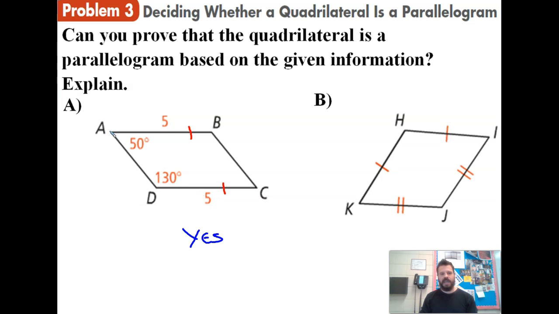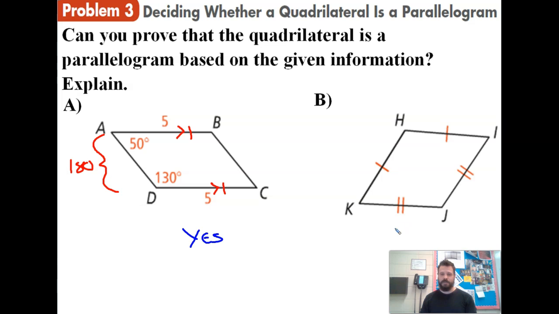And then I also know that AB and DC are parallel to each other because notice angle A and angle D are supplementary. They both add to 180. Therefore, I have same side interior angles that are supplementary. That's going to make the lines that make them up parallel. So I have one set of opposite sides that are both congruent and parallel. The theorem we just gave you said that that's enough to determine that we're looking at a parallelogram. So that's why that one's yes.